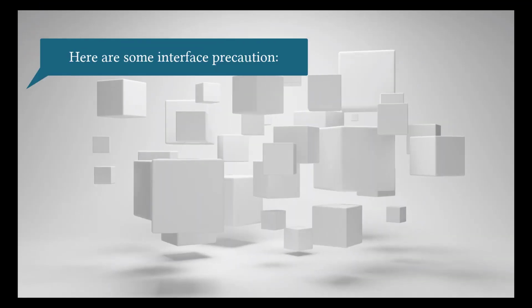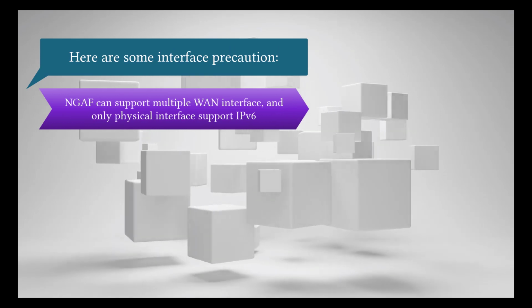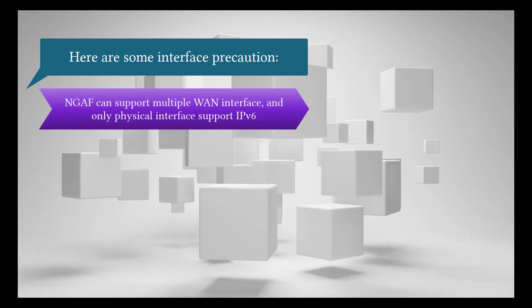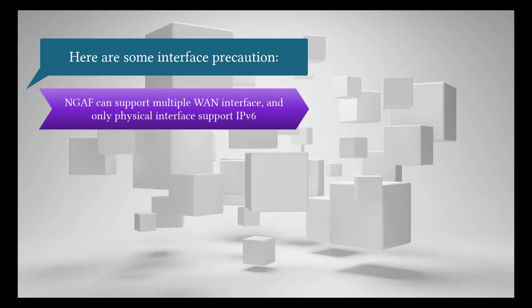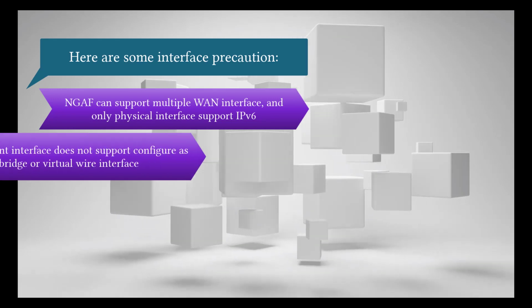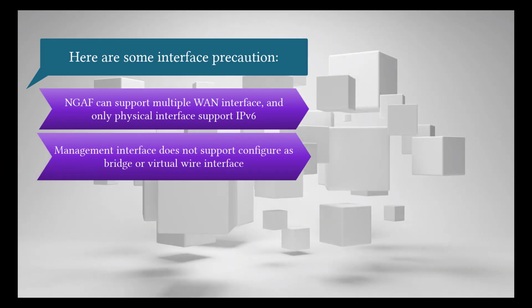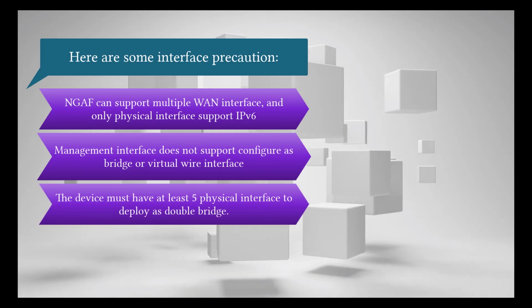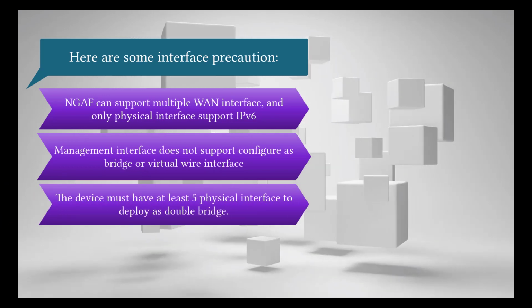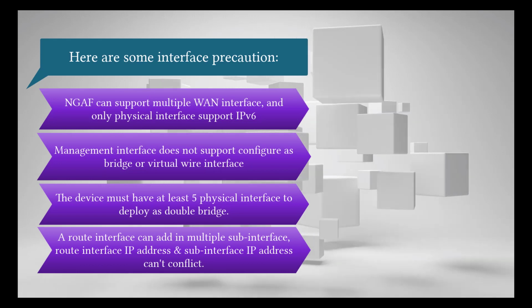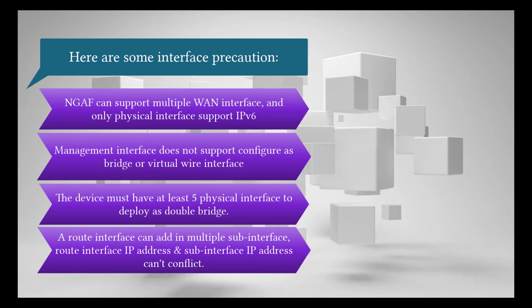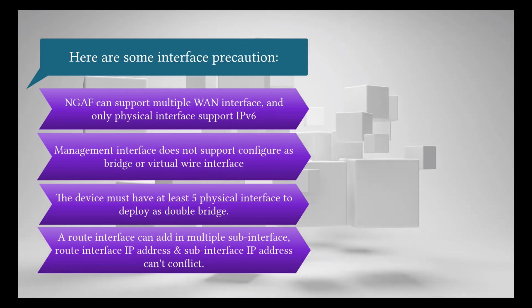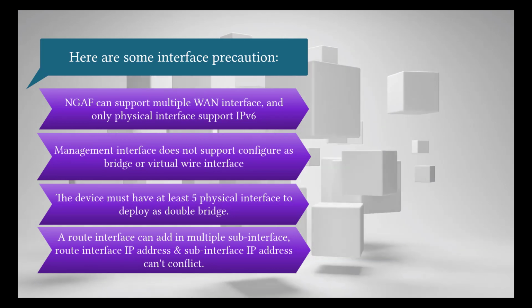Here are some interface precautions. NGAF can support multiple one-attribute interface. Only physical interface support IPv6. Management interface does not support configure as bridge or virtual wire interface. The device must have at least 5 physical interface to deploy as double bridge. A root interface can add in multiple sub-interface. Root interface IP address and sub-interface IP address can't conflict.